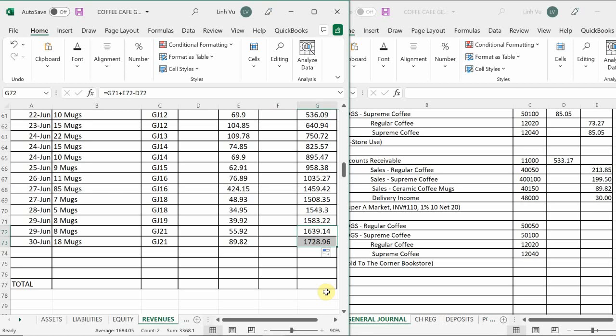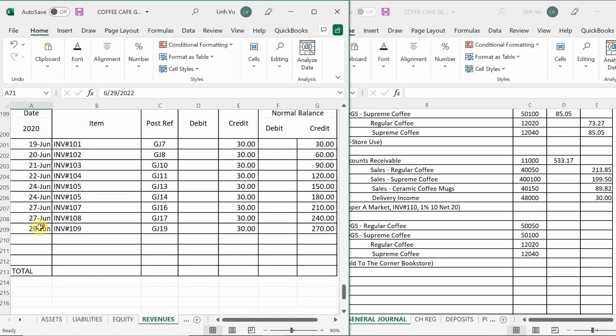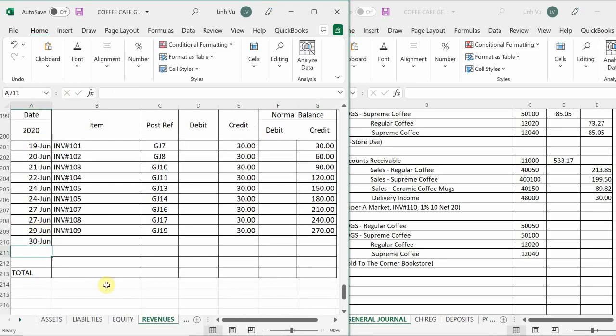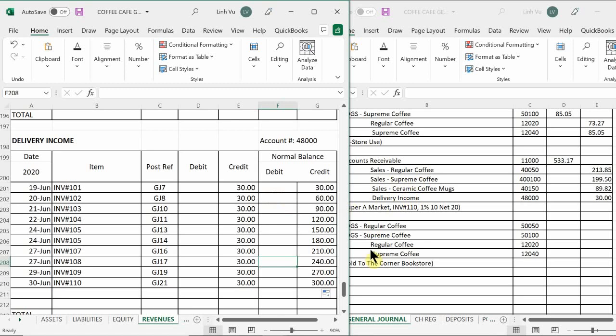Last but not least, we got some delivery income. For invoice number 110, 21, 30, and last but not least, it is for $30 even. Okay. So then let's see what is next.